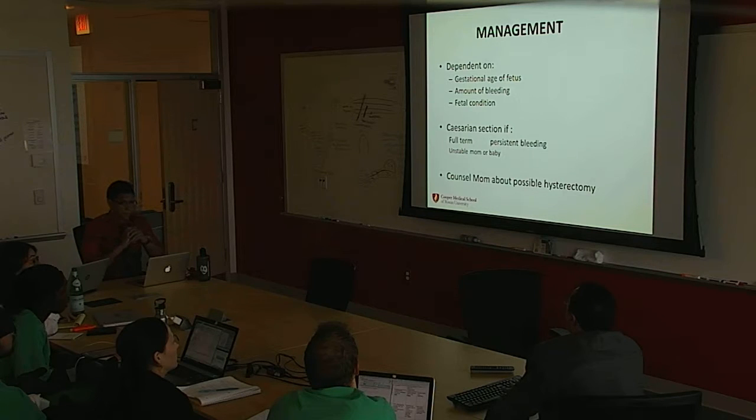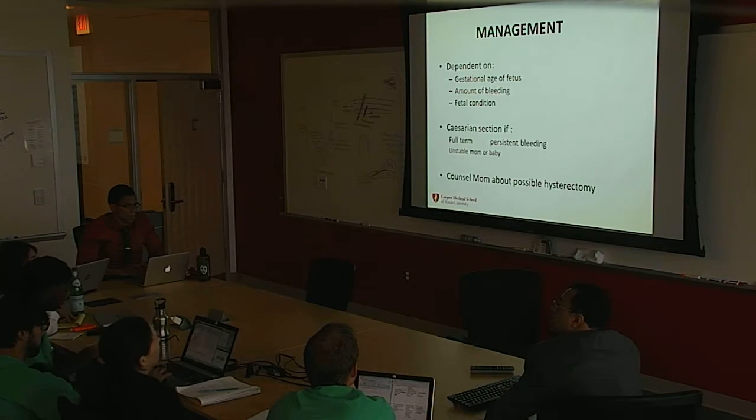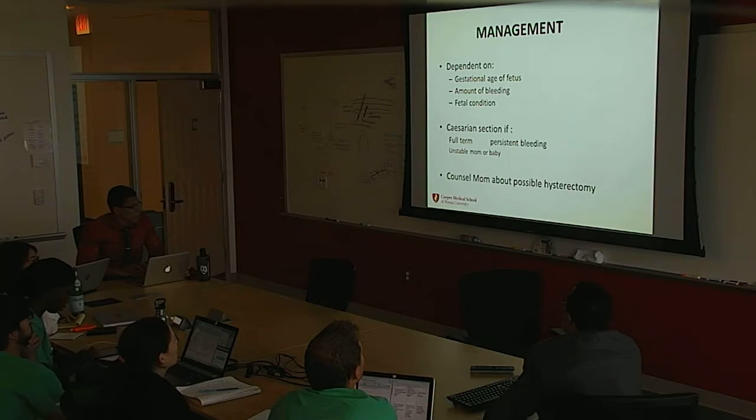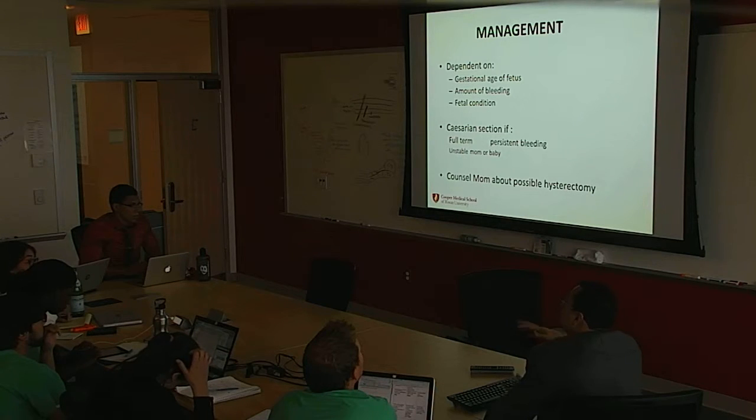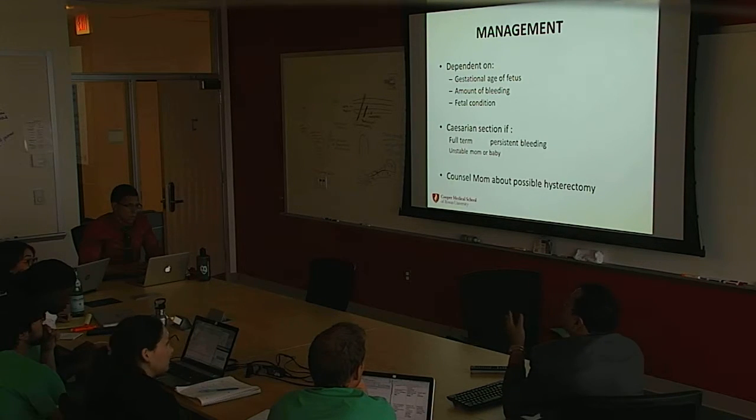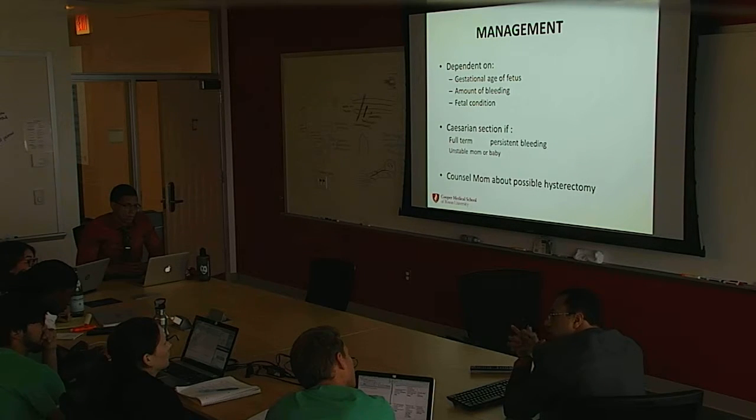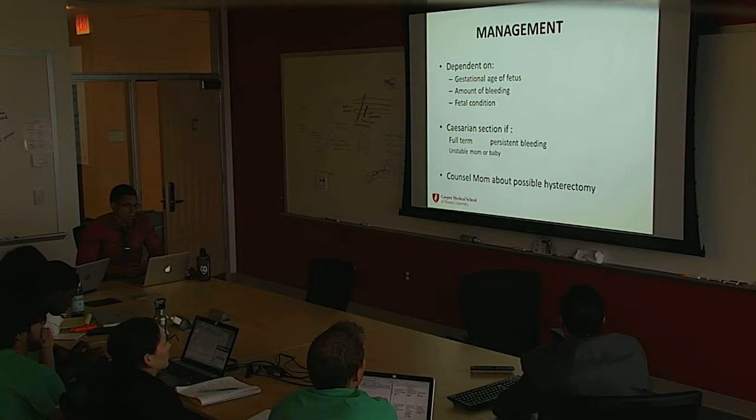So, cesarean section if she's full term, there is persistent bleeding, or there is an unstable mom or baby. Counsel the mom about possible hysterectomy. Why? Because with placenta previa in the lower uterine segment, especially in someone who had a previous uterine scar or cesarean, the segment is thin, so the placenta can invade it. That's called placenta accreta, and that's an obstetrics nightmare. So you may need to do a hysterectomy.